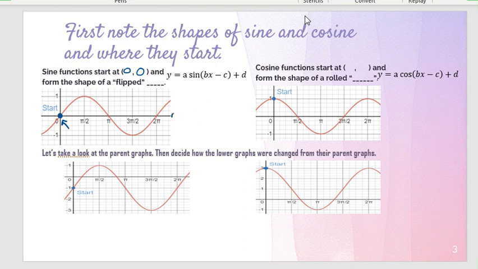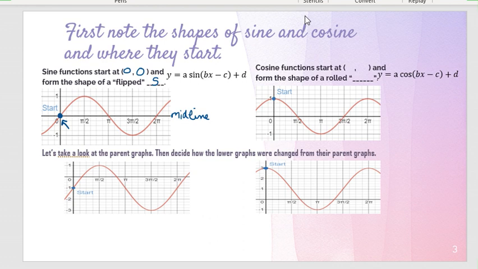The midline is the x-axis. So right now, this is my midline, and the shape formed is of a flipped S. If you could turn this paper sideways and then look at it in a mirror, it would look like an S. This is a positive sine function.